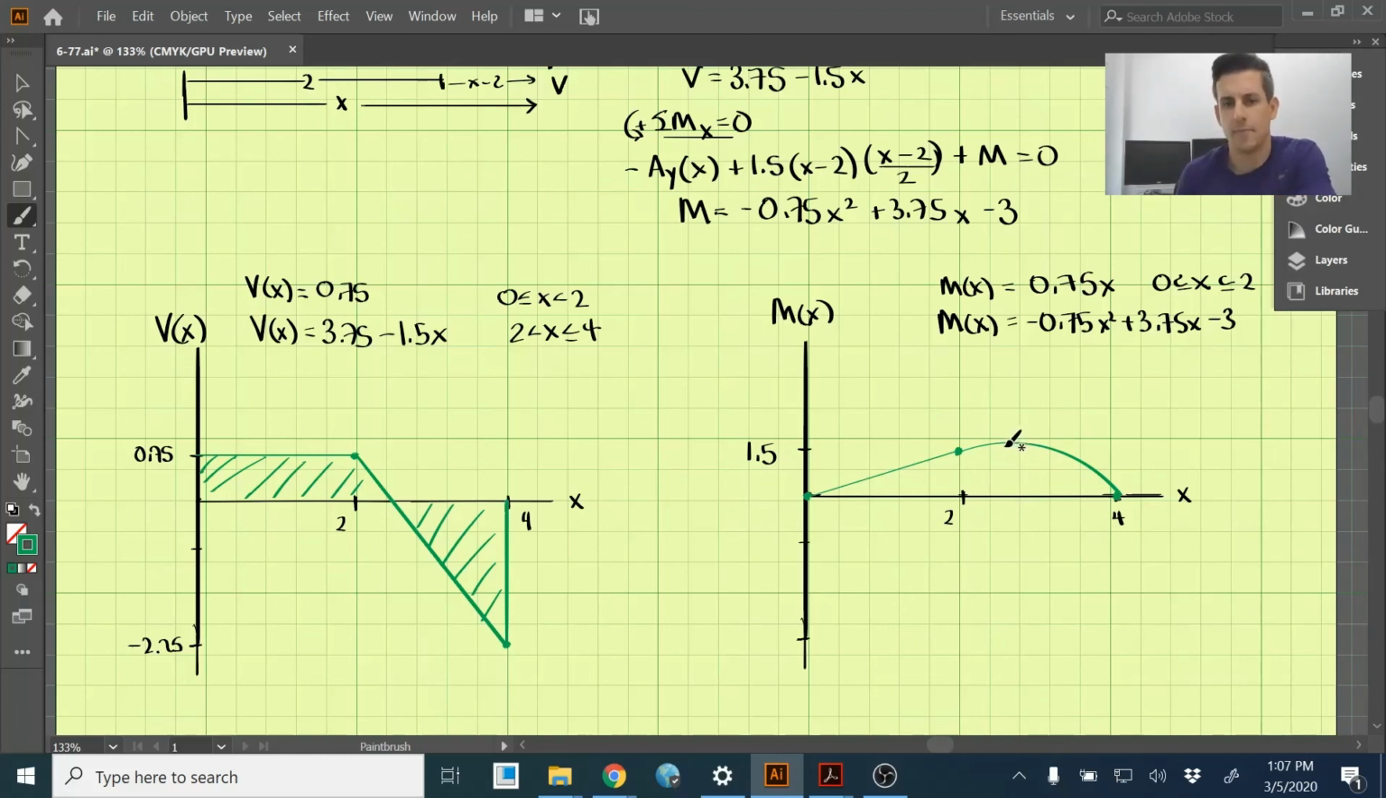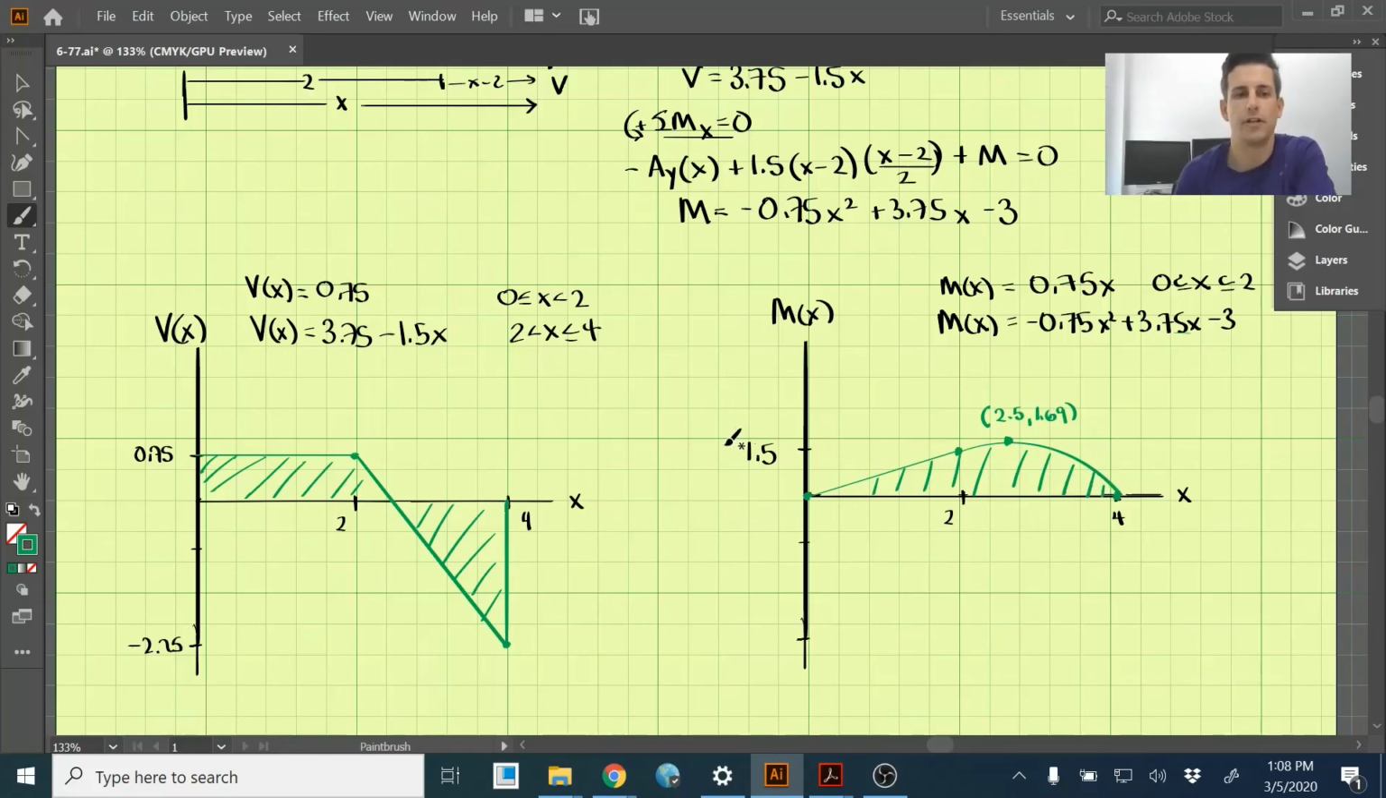So it's a parabolic curve, and it has a maximum right here. We can find that maximum by taking the derivative of this, setting it equal to 0, and finding what x is. That maximum occurs when x equals 2.5, and the value is 1.69 there. Okay, so that's the maximum that occurs. And so this is our moment diagram.